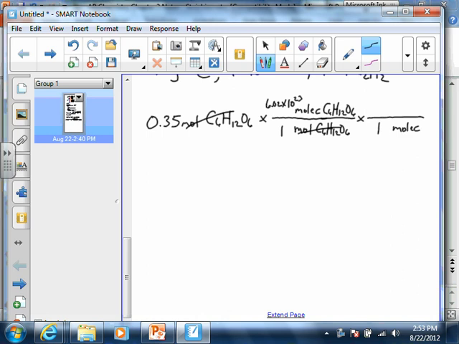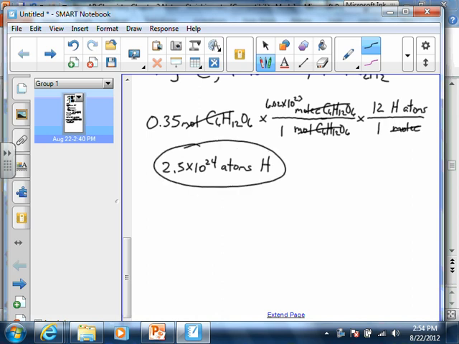So in every 1 molecule of C6H12O6, there are 12 hydrogen atoms. Okay? So that's going to get us to the number of hydrogen atoms. 0.35 times Avogadro's number times 12. And what you end up getting there when you do this, you're going to get 2.5, let's do sig figs here, 2.5 times 10 to the 24th atoms of hydrogen. Okay? That's how that works.